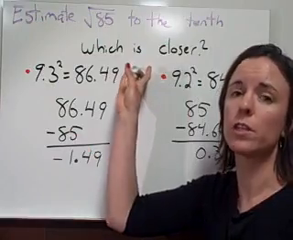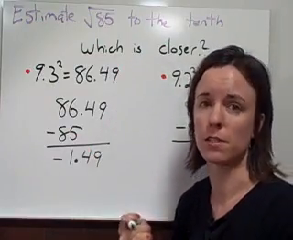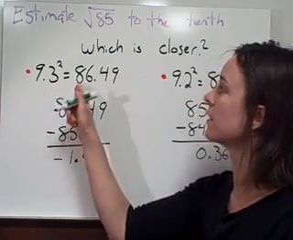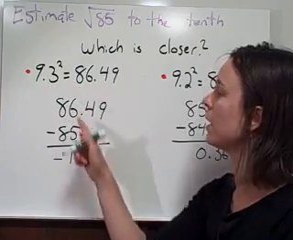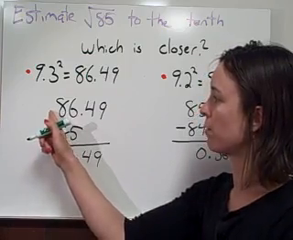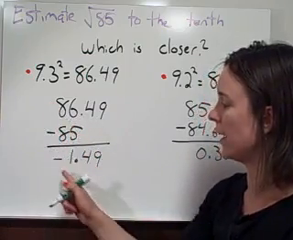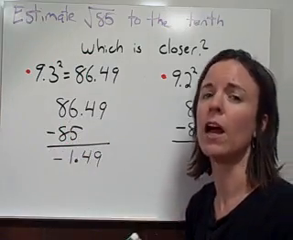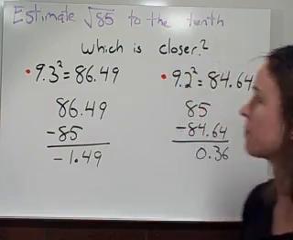So now the question is, which is closer? I find out with subtraction. 9.3 squared, that was my first guess, gave me 86.49. I find the difference with subtraction. 86.49 minus 85 gives me a negative 1.49. So it's 1.49 away from 85.